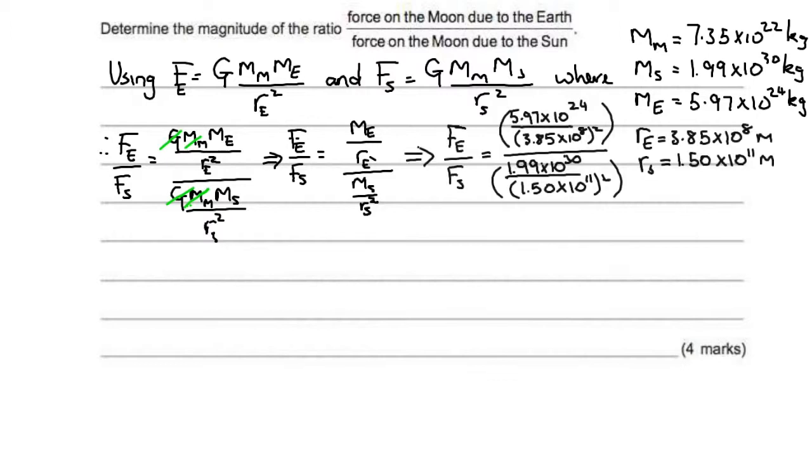Now I'm going to plug in the values for our ratio, including the values for the radii. When you evaluate both parts of the ratio, we get a final answer of 0.455.